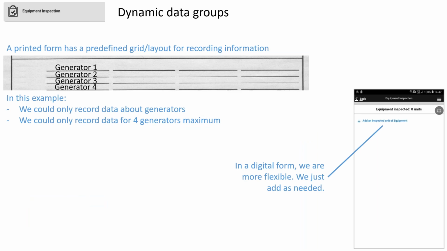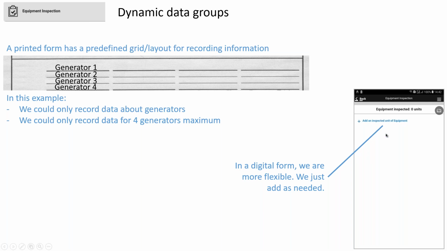And why is that? The comparison with a paper form is that in a paper form, we would have predefined sections on the printed sheet, which would say what I'm meant to inspect and the values that I would need to collect. But this is a static setup. This means in this specific print form, I would only be able to inspect generators, and I would only be able to inspect 4 of them. And I would only be able to collect this type of info for them.